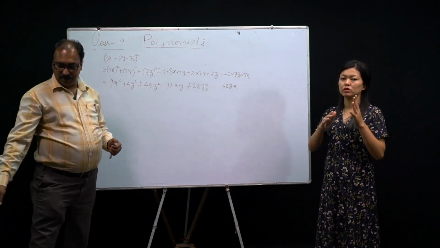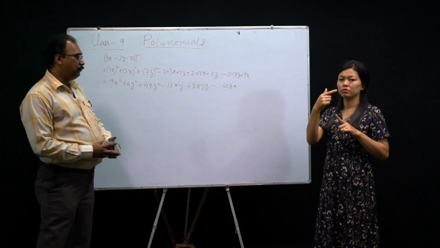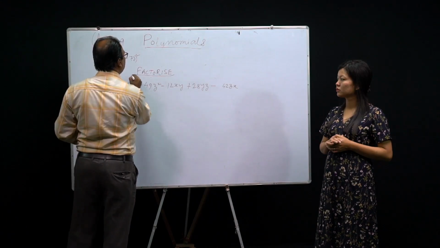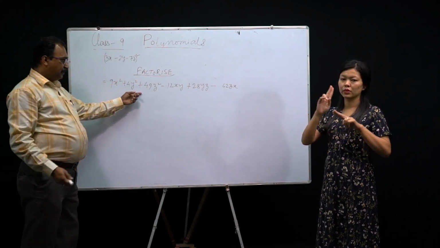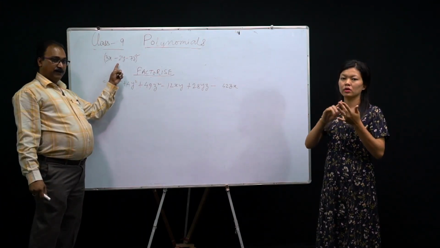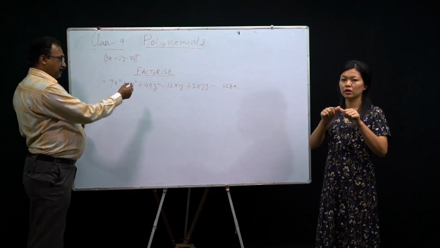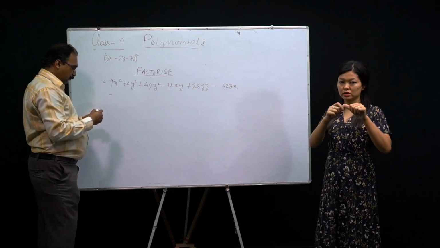Now one more question is given to you. Look at here. Factorize this term. And your probable answer will be this one. How do I reach that answer? Look at here. It's a big question, no? But we can solve it very easily.